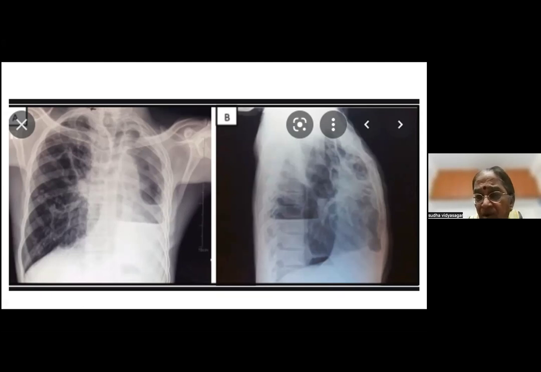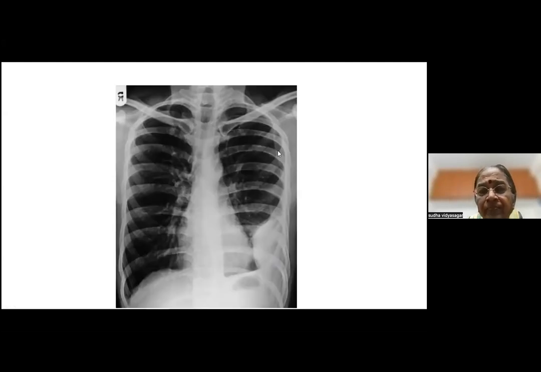Okay, let's go on to the next one. Okay, what is that? What is that? Pleural-based lesion. Okay.